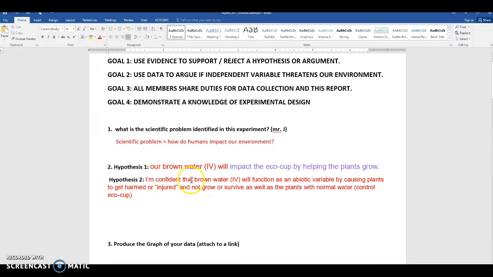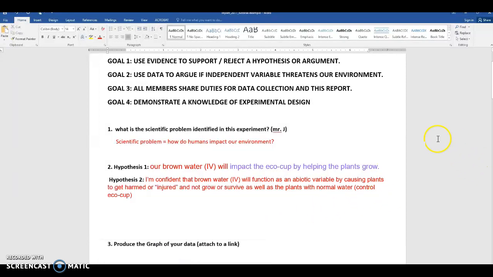It says, I'm confident that brown water will function as an abiotic variable by causing plants to get harmed or injured and not grow or survive as well as the plants with normal water. So hypothesis 2 is saying the opposite of hypothesis 1. Hypothesis 2 says that brown water is going to harm and prevent the plants from growing as well. So we have to decide, is this hypothesis supported by the evidence or not?